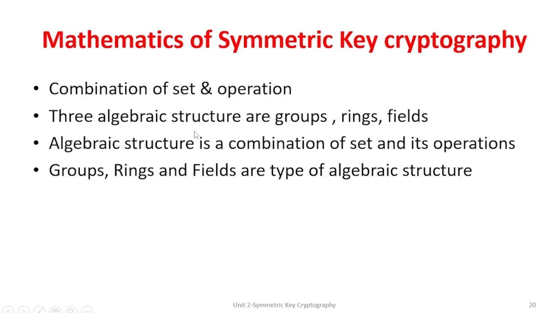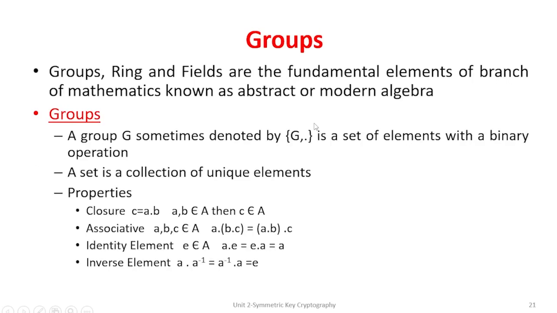There are three basic algebraic structures available under symmetric key cryptography, namely groups, rings, and fields. These three algebraic structures are a combination of a set and a few operations that can be done on it. Based upon the operations performed on a particular set, these structures are categorized as groups, rings, and fields. These are the fundamental elements for the basic mathematical model under asymmetric cryptography notation.